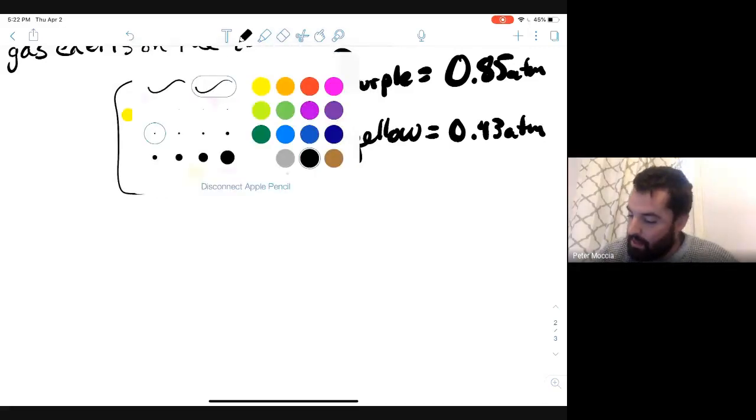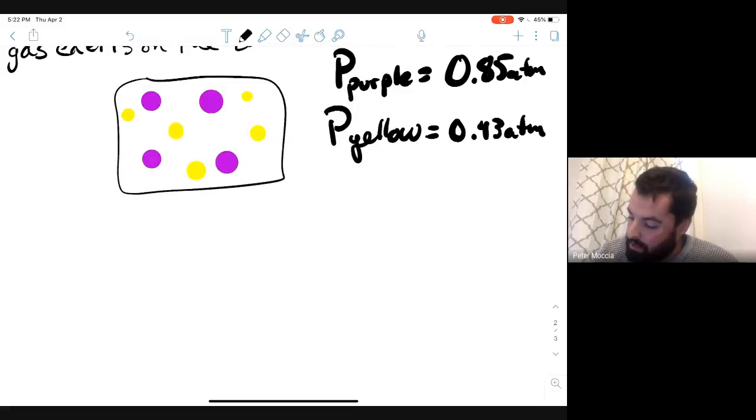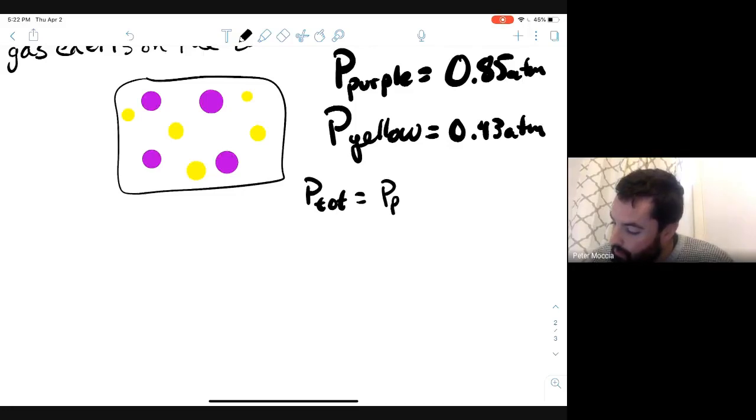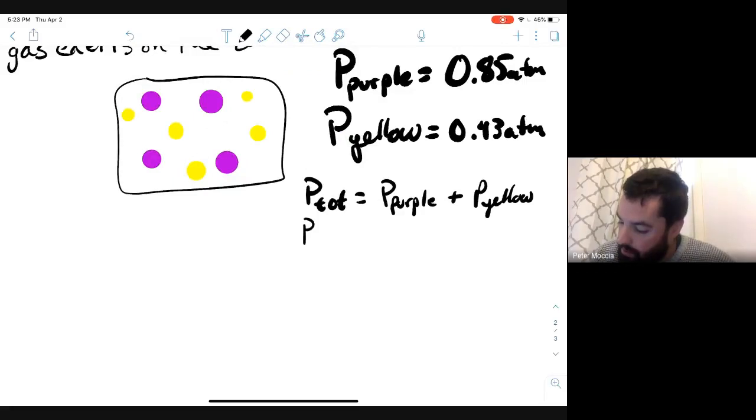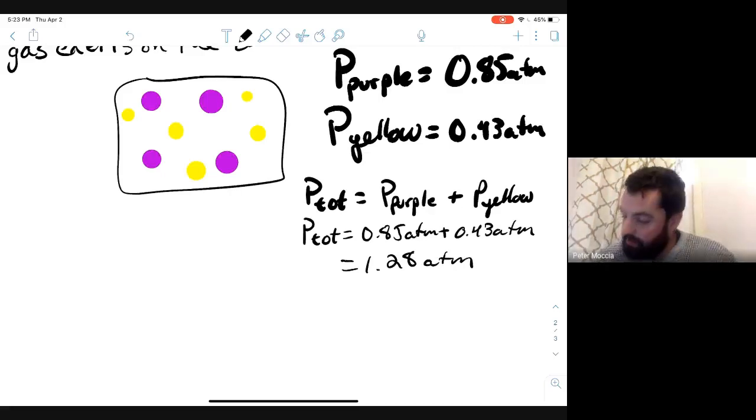Then the total pressure, P total, is going to equal P purple plus P yellow. So the total pressure is equal to 0.85 atmospheres plus 0.43 atmospheres. Okay? So that's going to be 1.28 atmospheres. So that's Dalton's law of partial pressures.